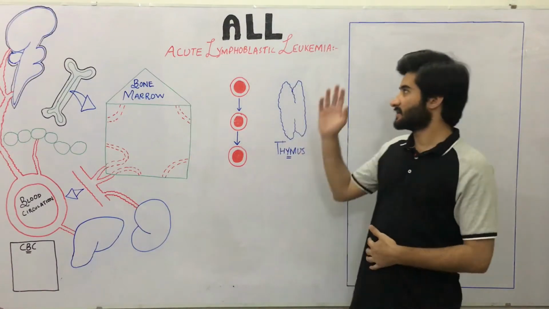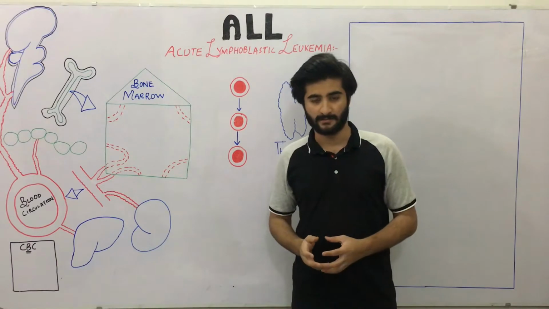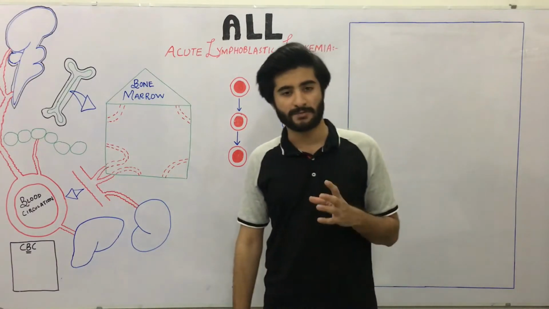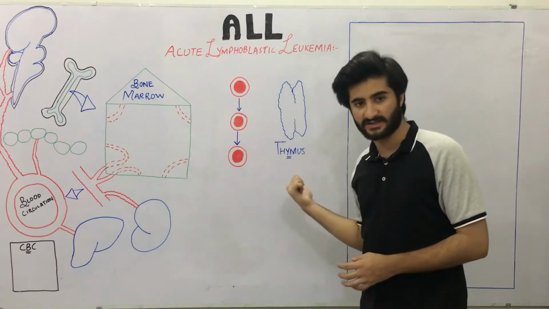Today we'll study acute lymphoblastic leukemia, or ALL. What is ALL? ALL is basically a neoplastic proliferation of precursor B cells or precursor T cells.